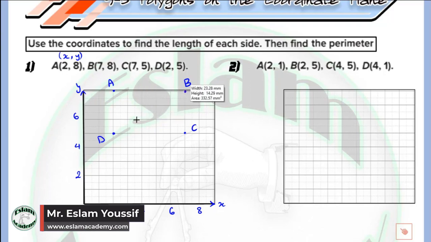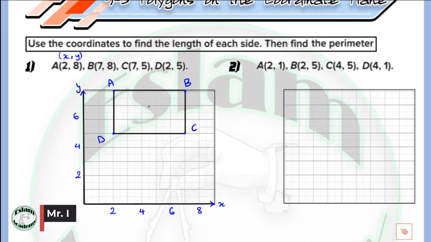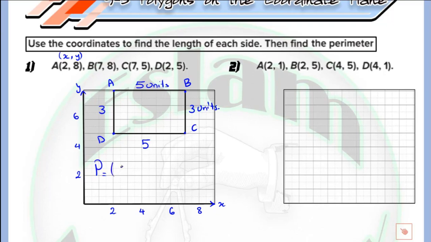Now we need to graph the polygon. After drawing, you will find that the polygon is a rectangle. We need to find the length of each side. We can find the length of AB by counting 1, 2, 3, 4, 5. So it will be 5 units. Now BC, by counting, will be 3 units. CD will also equal 5 because it's opposite to AB, and AD is opposite to BC, which is equal to 3. To find the perimeter of the rectangle: length plus width, multiplied by 2, which is 5 plus 3, multiplied by 2. The answer will be equal to 16 units.